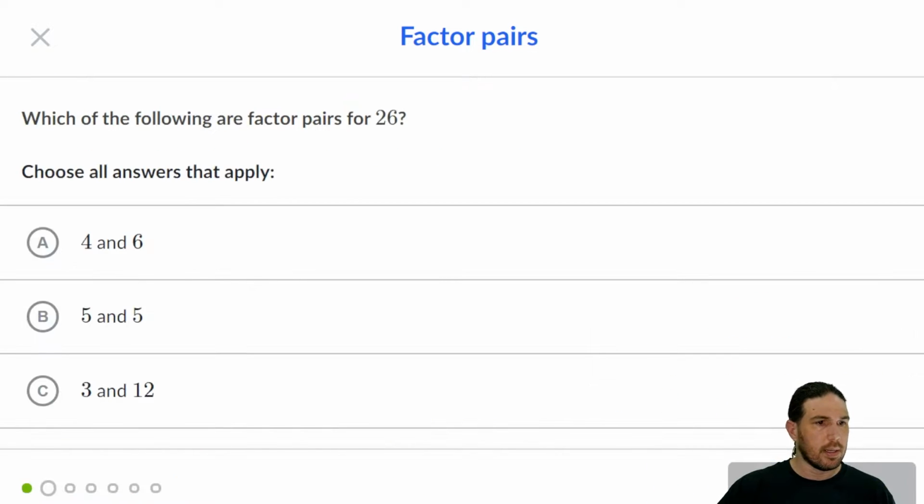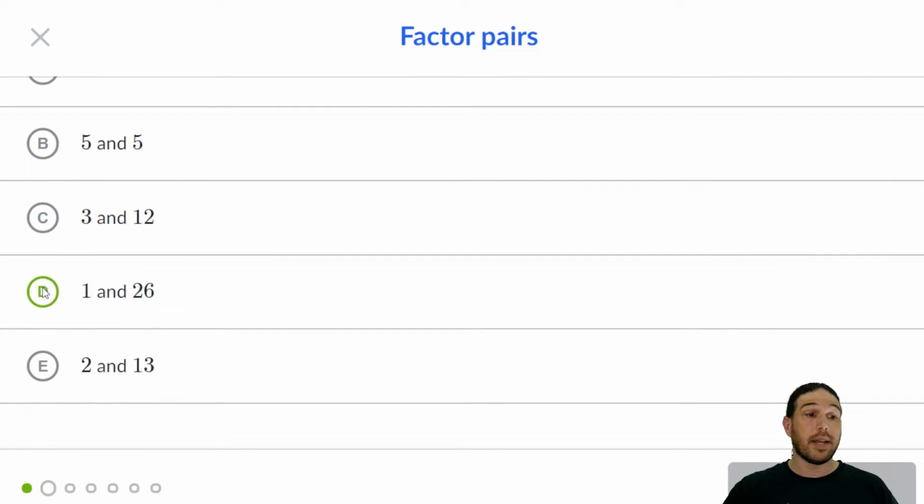Excellent. Moving on. Now, with that in mind, this should be really quick now that I've defined our terms. We should be able to move through this pretty fast. Factor pairs for 26. Well, 4 times 6 is 24, so that's not correct. 5 times 5 is 25. That's not correct. 1 and 26. Don't forget, you can make a factor pair with 1, right? It's just 1 times whatever the thing. And 2 times 13 is also 26. 3 times 12 is 36, so that's not right.